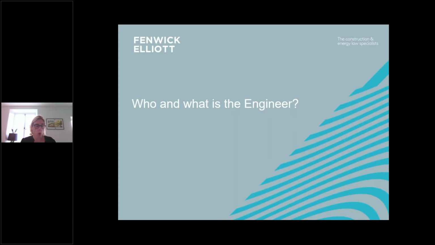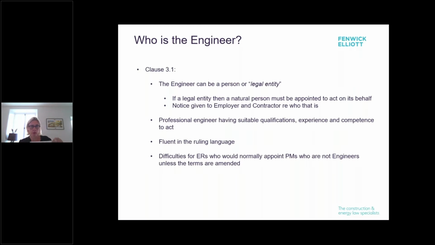So who and what is the engineer? Well, under clause 3.1, the engineer can be a person or a legal entity, so a company or a partnership perhaps. If they are a legal entity, then a natural person must be appointed to act on its behalf, and notice has to be given to the employer and the contractor as to who that individual is, and they are then authorised to act on the engineer's behalf.